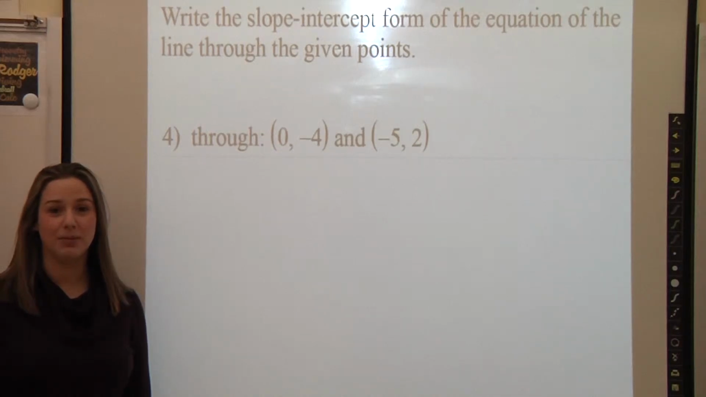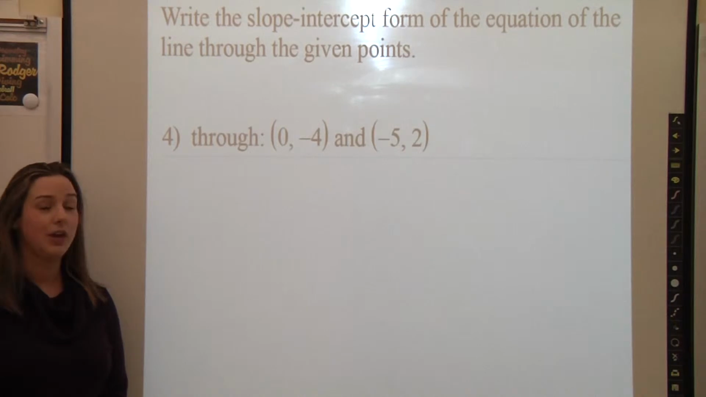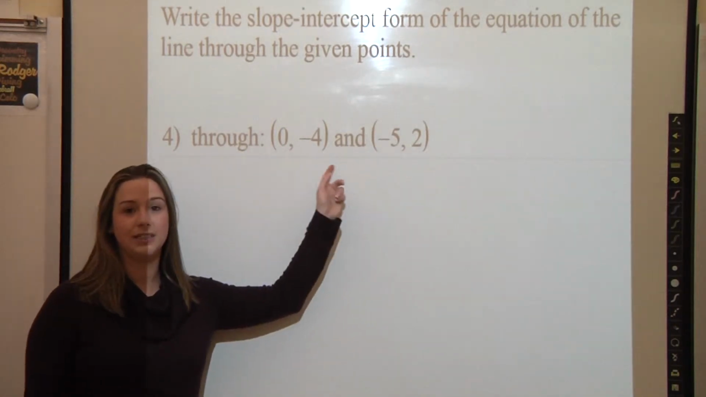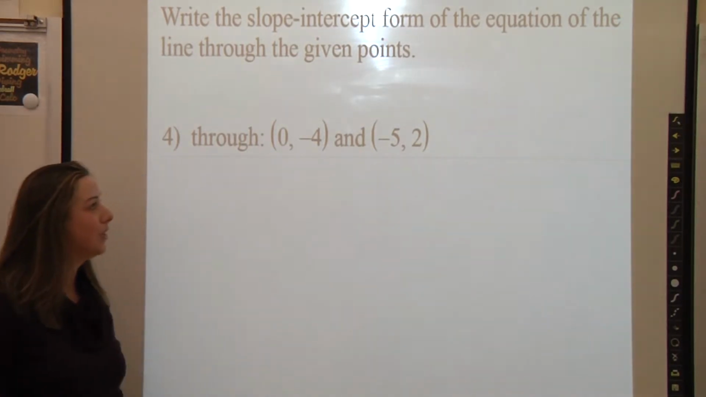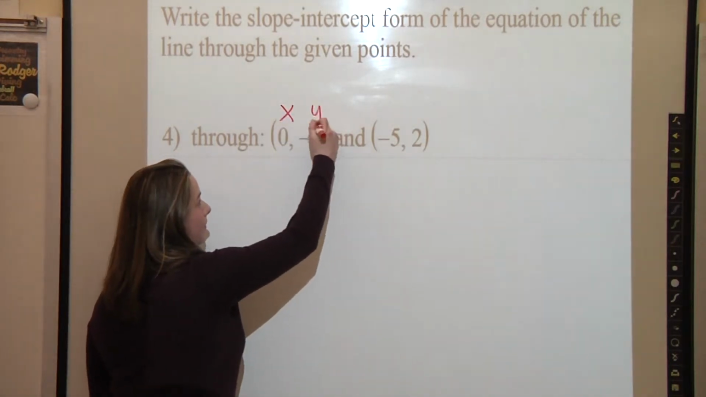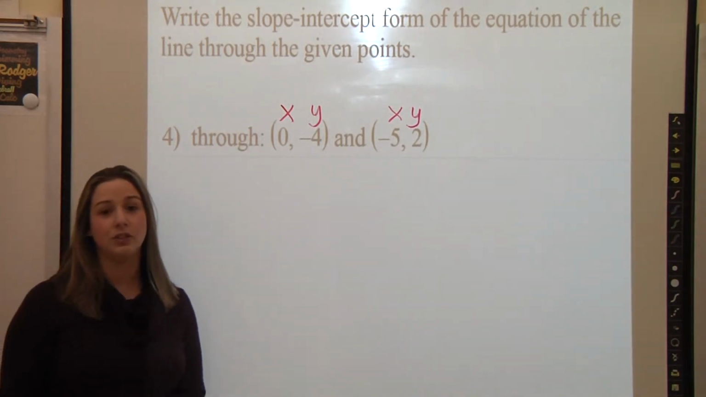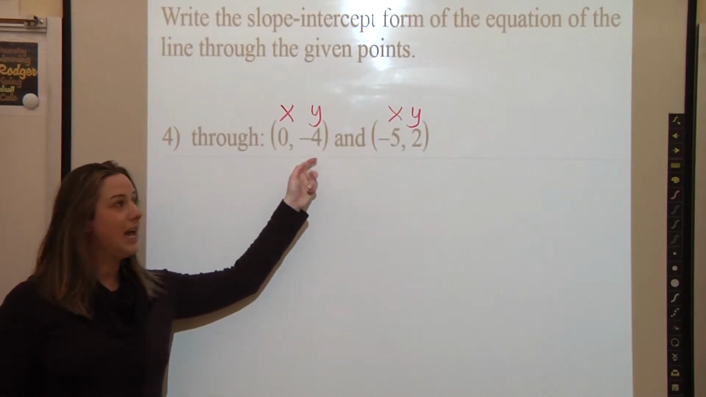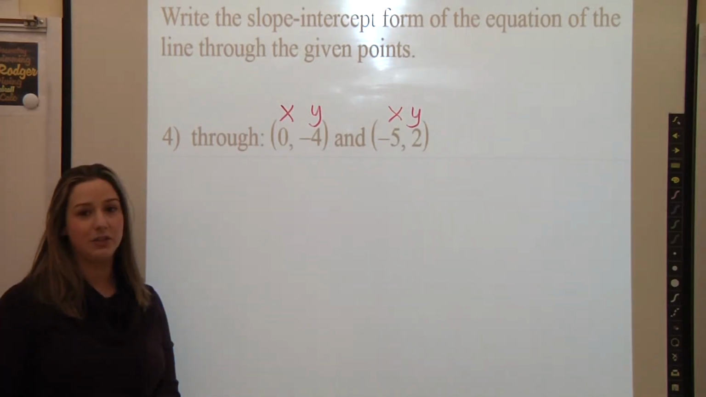Let's take a look at problem number 4. Write the slope-intercept form of the equation of the line through the given points. So for this problem, they give us 2 points that are on the line, and they want us to find the line in slope-intercept form. So let's denote our points with x and y. The first thing that we're going to want to do is find the slope of this line. Once we have the slope, we can use one of the points and relate this back to the problem that we just solved. There's a formula to find the slope.